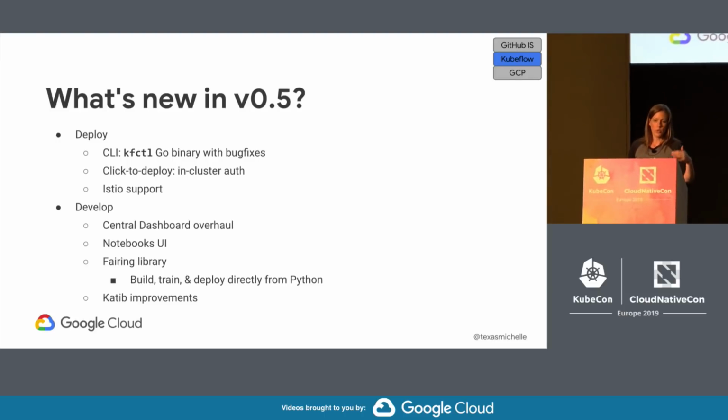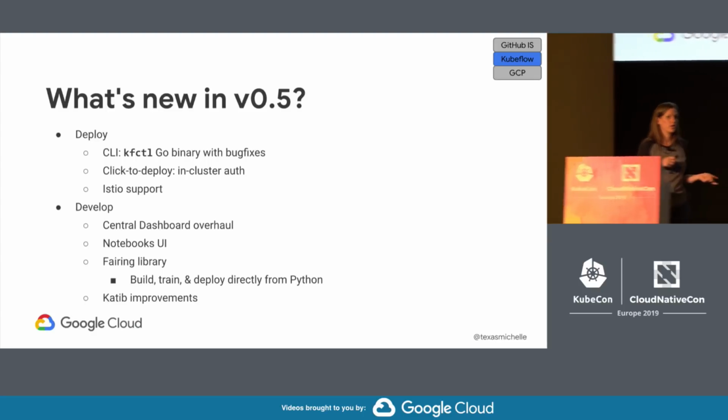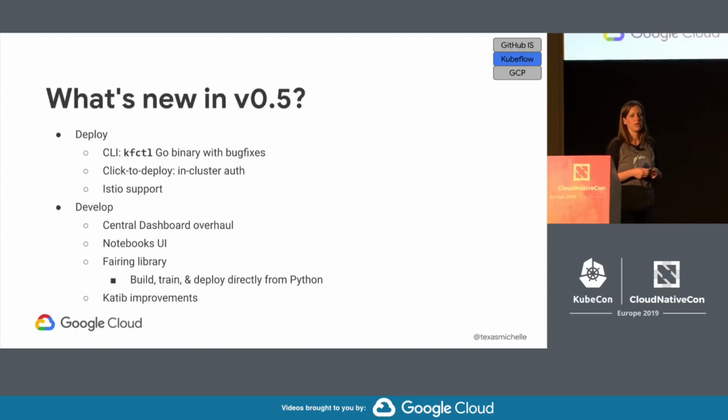We just skipped all of the endpoints, but there's in-cluster auth, so that you don't have to use an OAuth token. There are some things related to ingress that have changed. And Istio was added, which will eventually replace Ambassador. I think we're working on that for our next release.